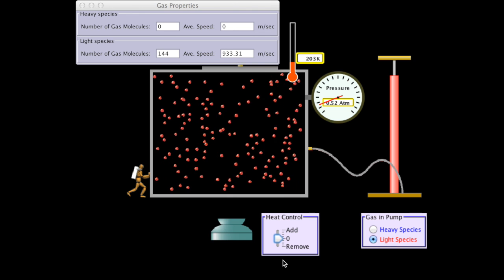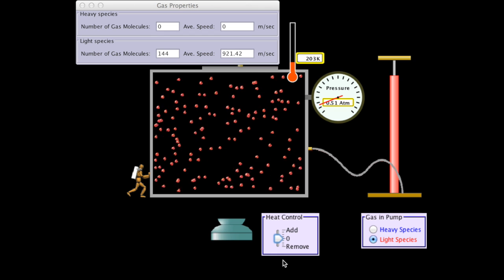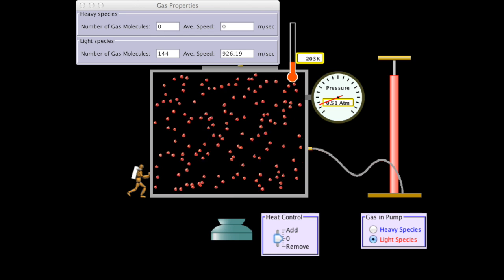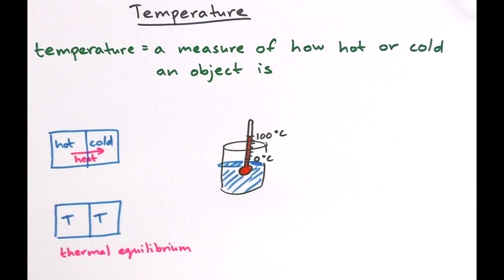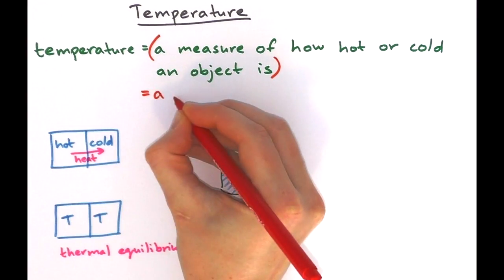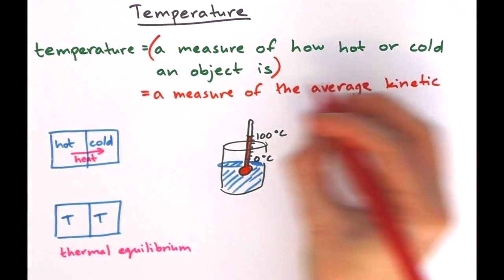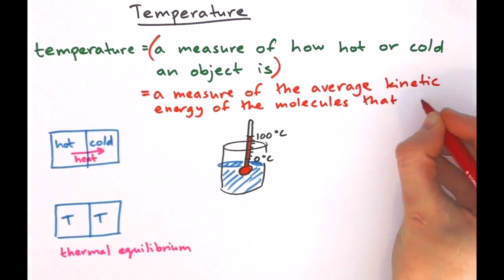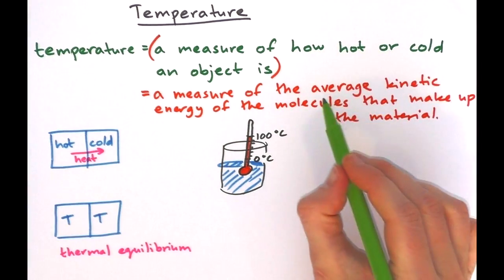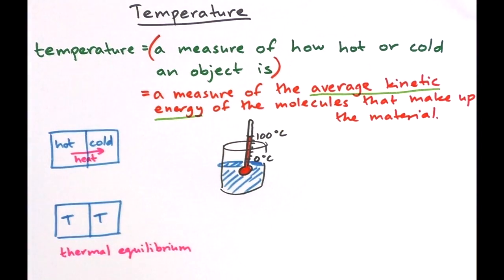So there's a relationship between how fast the molecules are moving and what the temperature is. But because molecules of different masses would have different speeds at the same temperature, we also have to take the mass of the molecules into account. So we can actually say that temperature is not just a measure of how hot or cold an object is, it's also a measure of the average kinetic energy of the molecules that make up the material. Let's underline that very important part about the average kinetic energies, just so it doesn't get lost in all those other words.